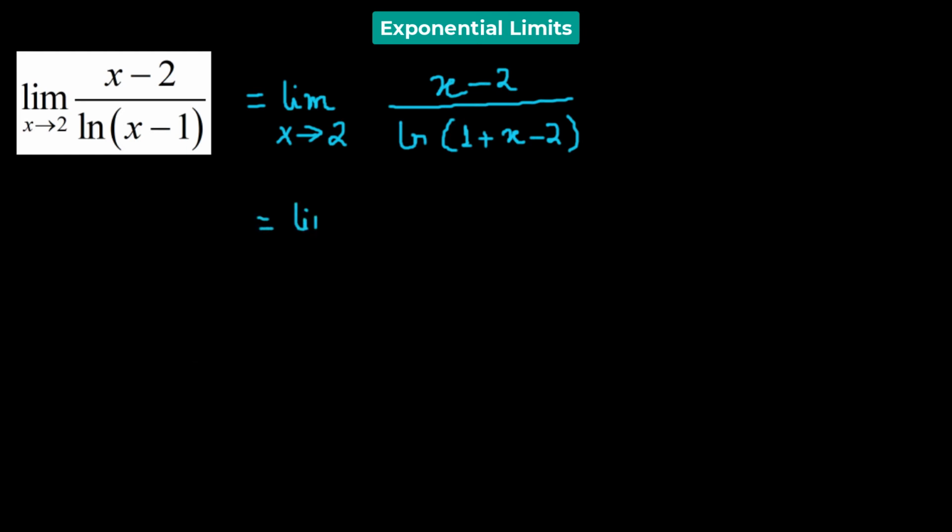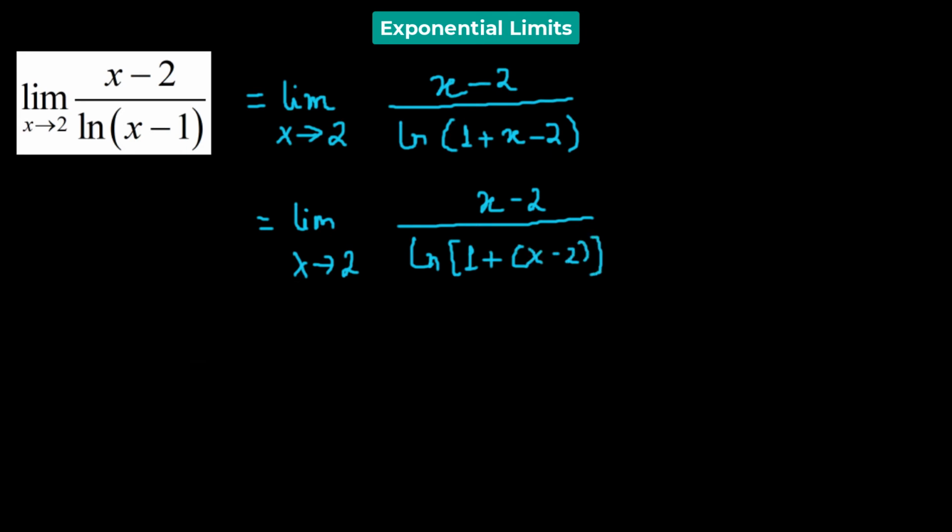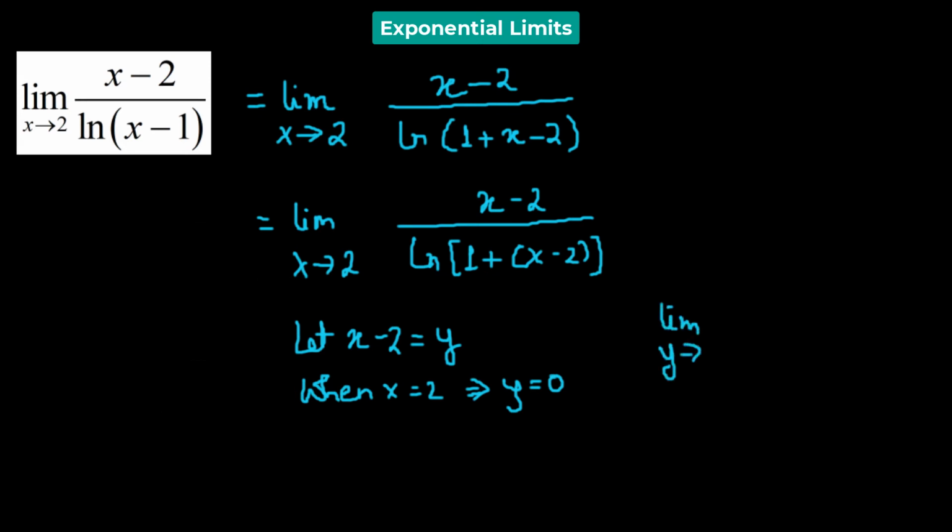So that will be 1 plus x minus 2. So we have limit x approaching 2, x minus 2 divided by the natural log of 1 plus x minus 2. Now we're going to change x minus 2. So let x minus 2 be equal to y. So that means when x equals 2, this implies y is equal to 0. So now our limit becomes limit y approaching 0, y divided by log of 1 plus y.